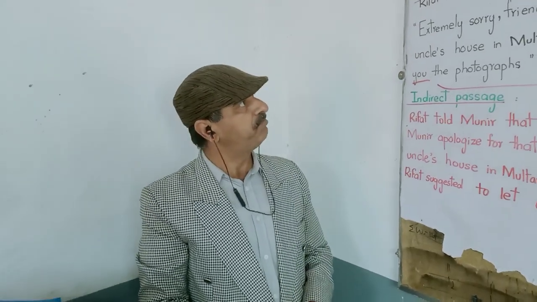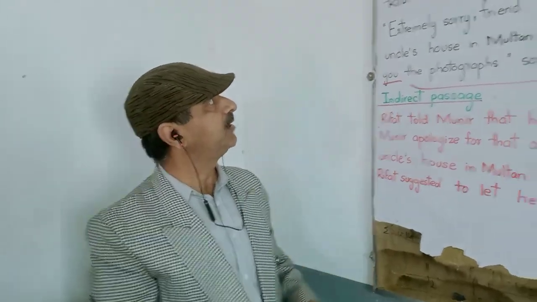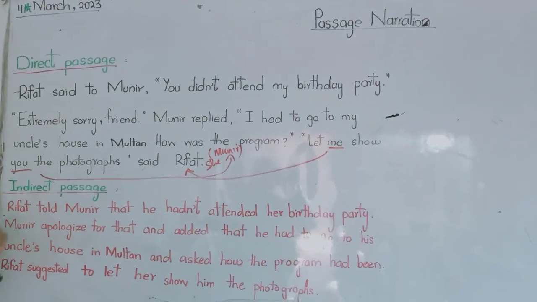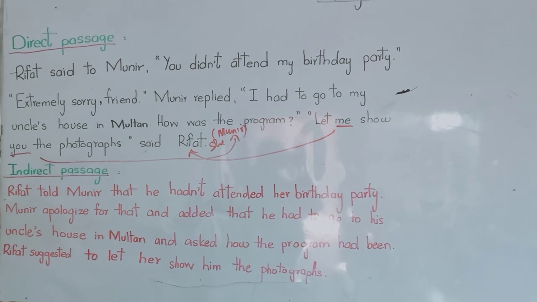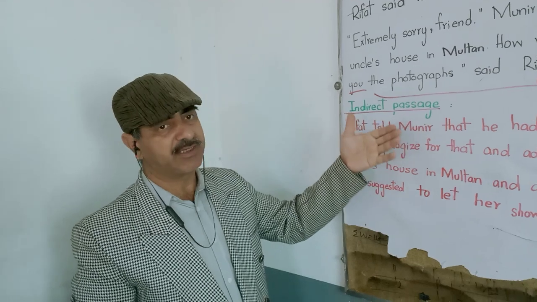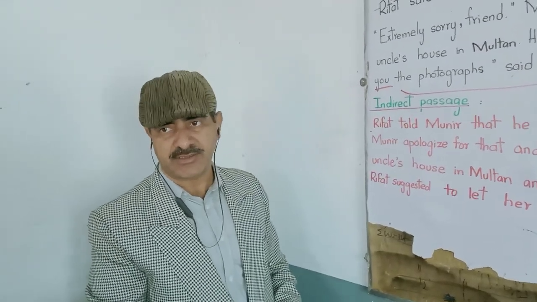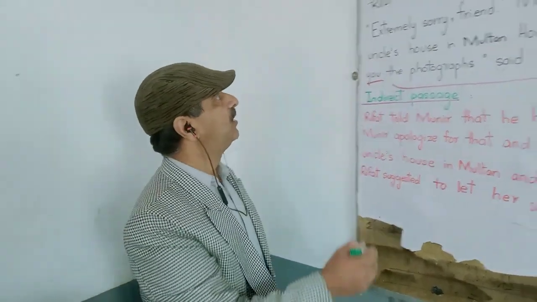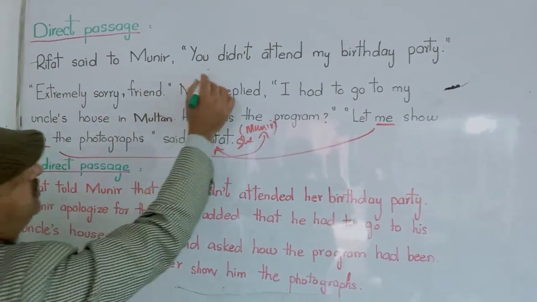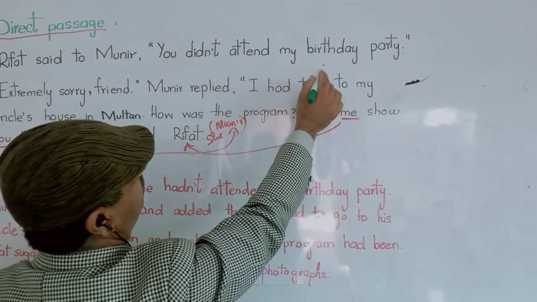Today we'll study again direct passage first and then indirect passage. We'll take it sentence by sentence and understand it sentence by sentence. Okay, Rifat said to Munir, "You did not attend my birthday party."